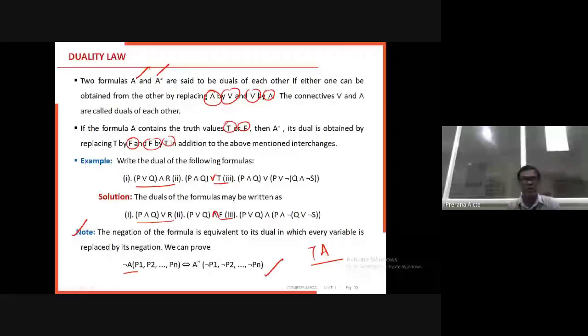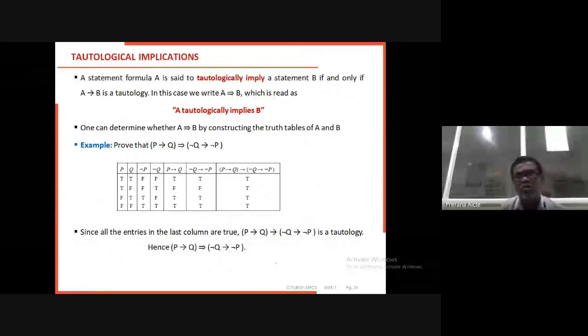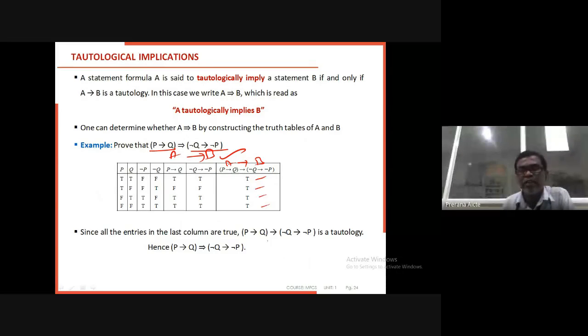Coming to this one, it is a tautological implication. When can we say that, given two formulas A and B, A tautologically implies B? If you construct the truth table for the two formulas, let us say P implies Q is one formula and negation Q implies negation P is another formula. To prove that A tautologically implies B, just combine these two formulas using implies, the conditional connective, and prove that it is a tautology. If you get a tautology, then I can say that formula A tautologically implies formula B.